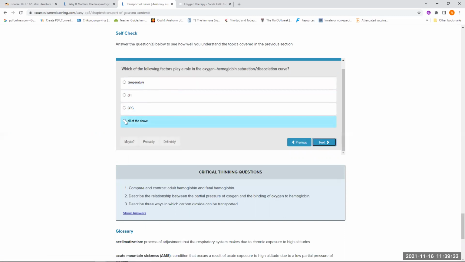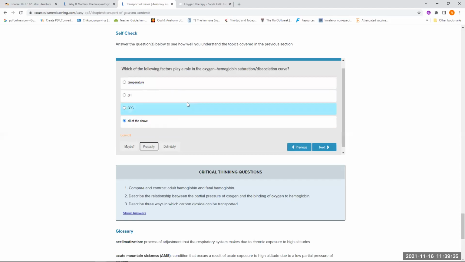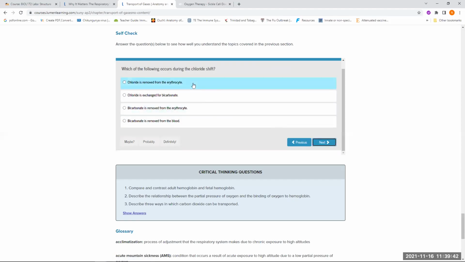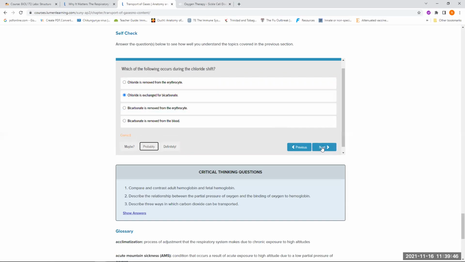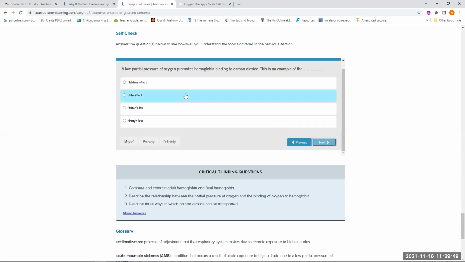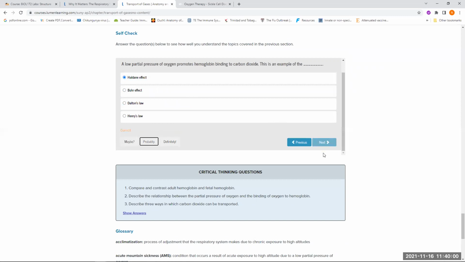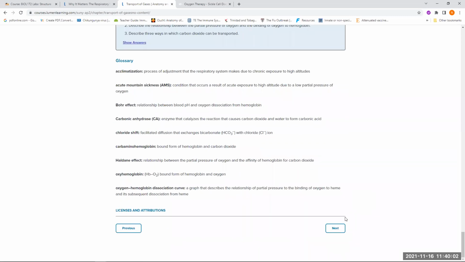Which one of the following affects it? Well, all of these things, but you'd look more into this when you're looking at reproduction. Chloride shift, not on the syllabus. You don't have to worry about that. I think probably the Haldane effect. Okay, that is all as it relates to this. The oxyhemoglobin was the take-home from this one. Let's go again.